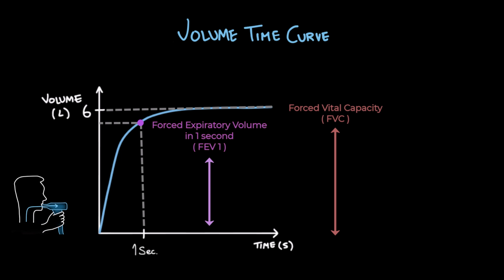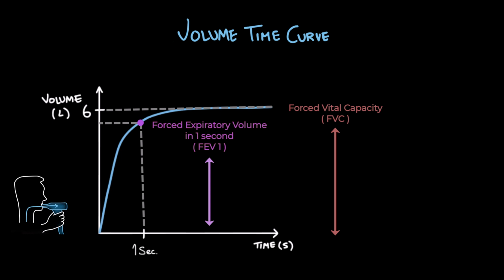So if your airways are open and healthy, you should be able to blow out most of your air in the first second. But if your airways are narrow or inflamed, it's harder to blow the air out quickly, so your FEV1 goes down. In this case, let's say it's 4 liters.